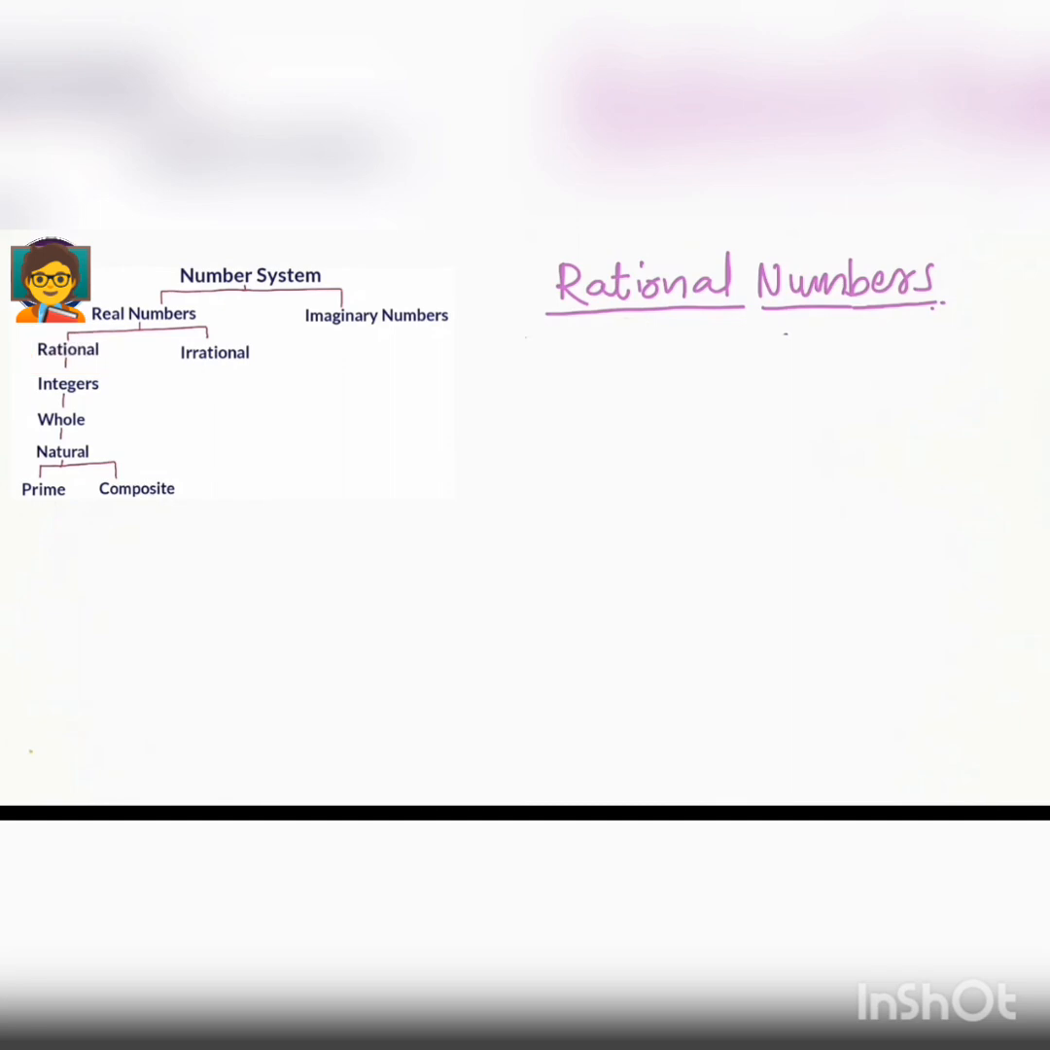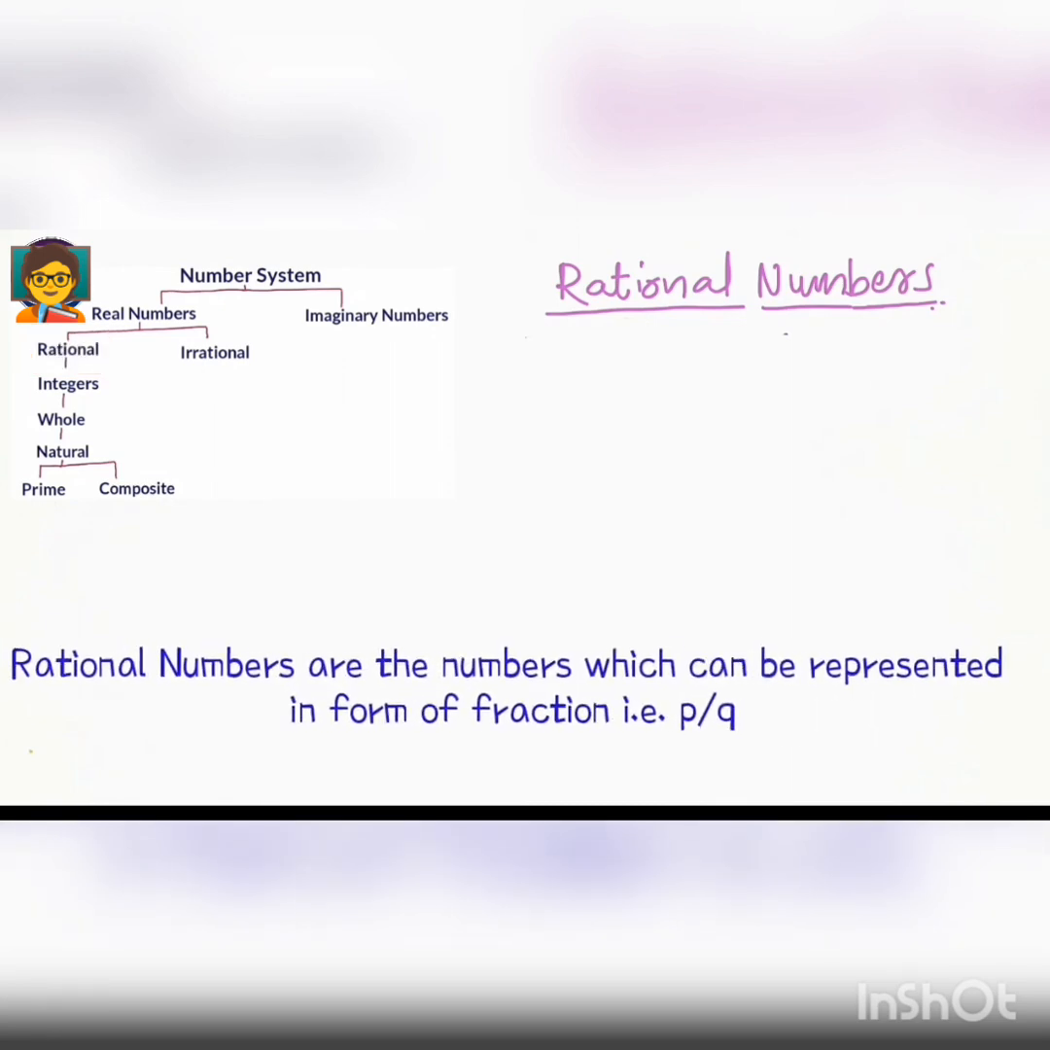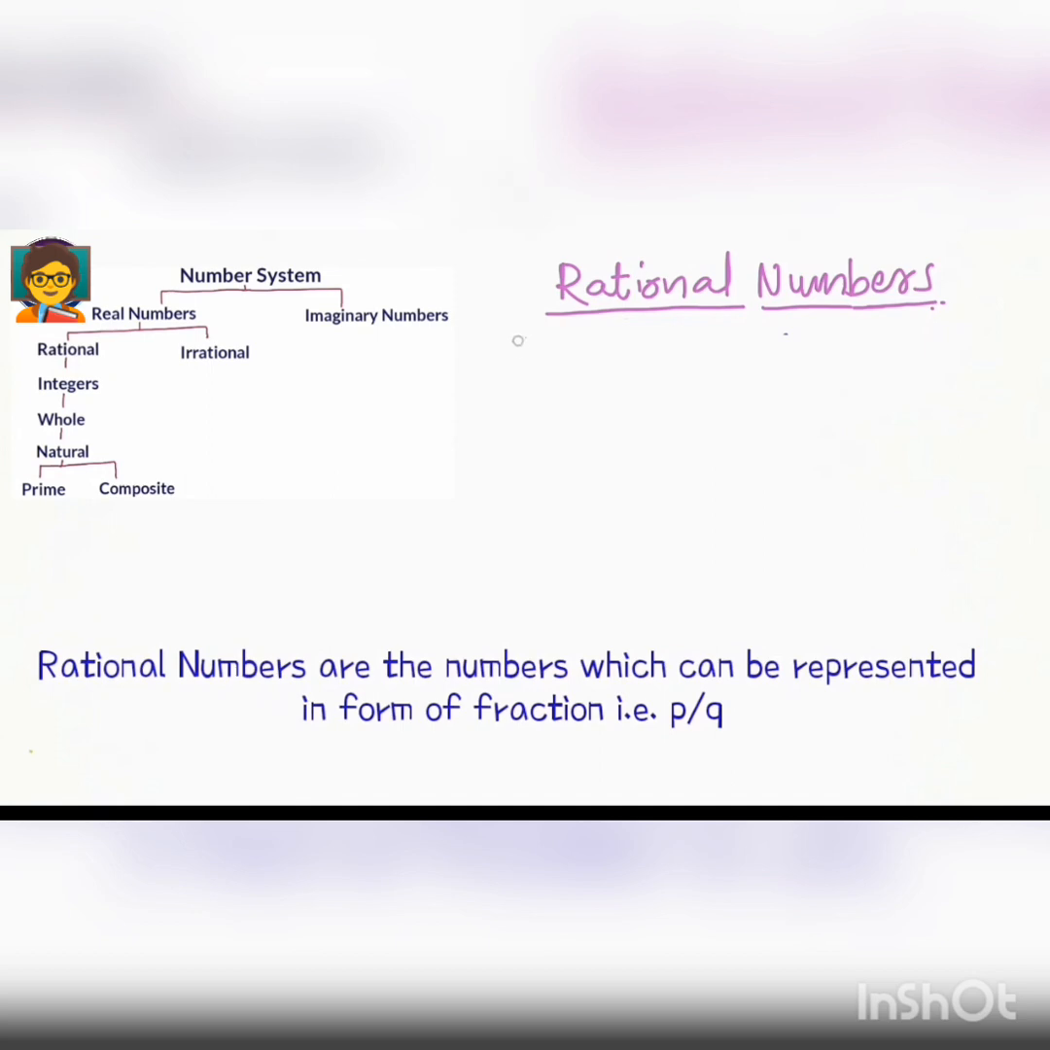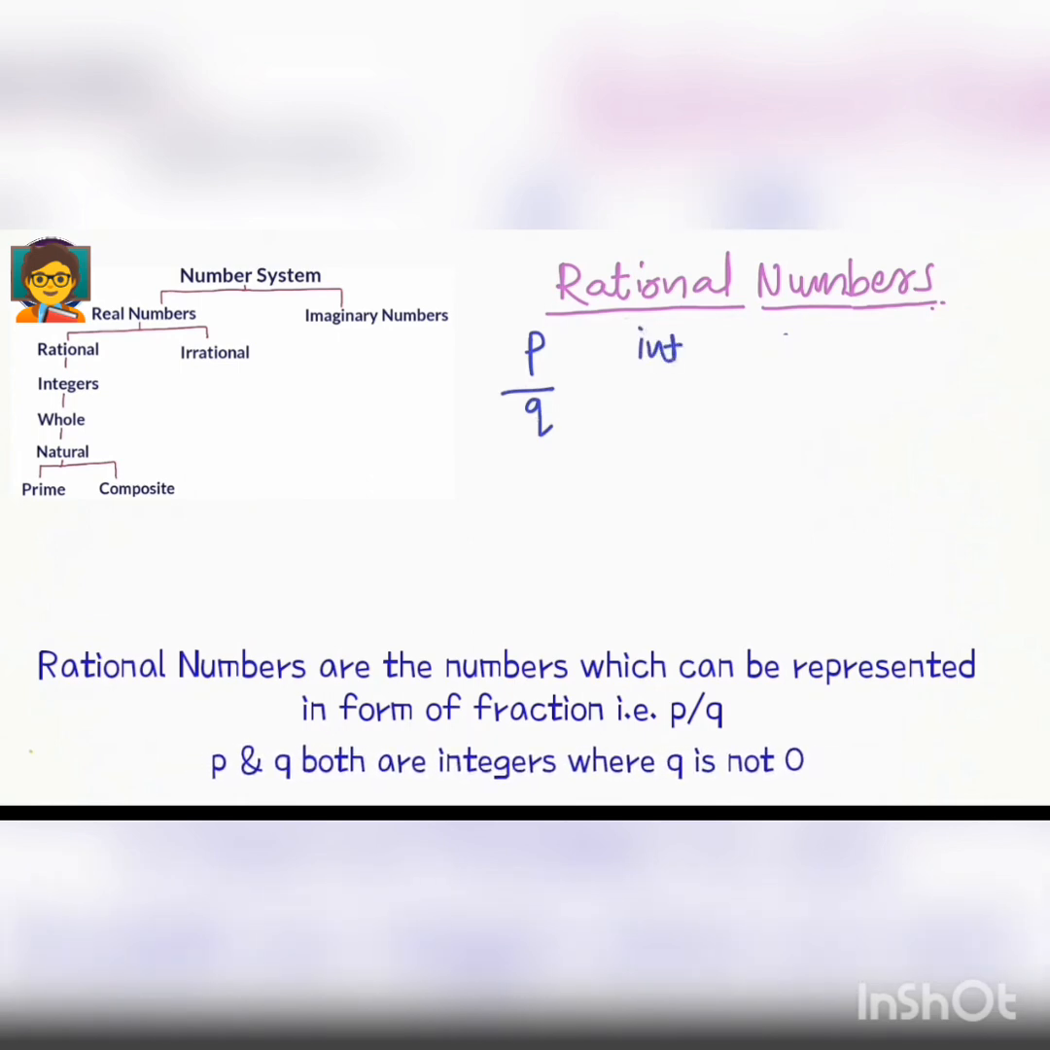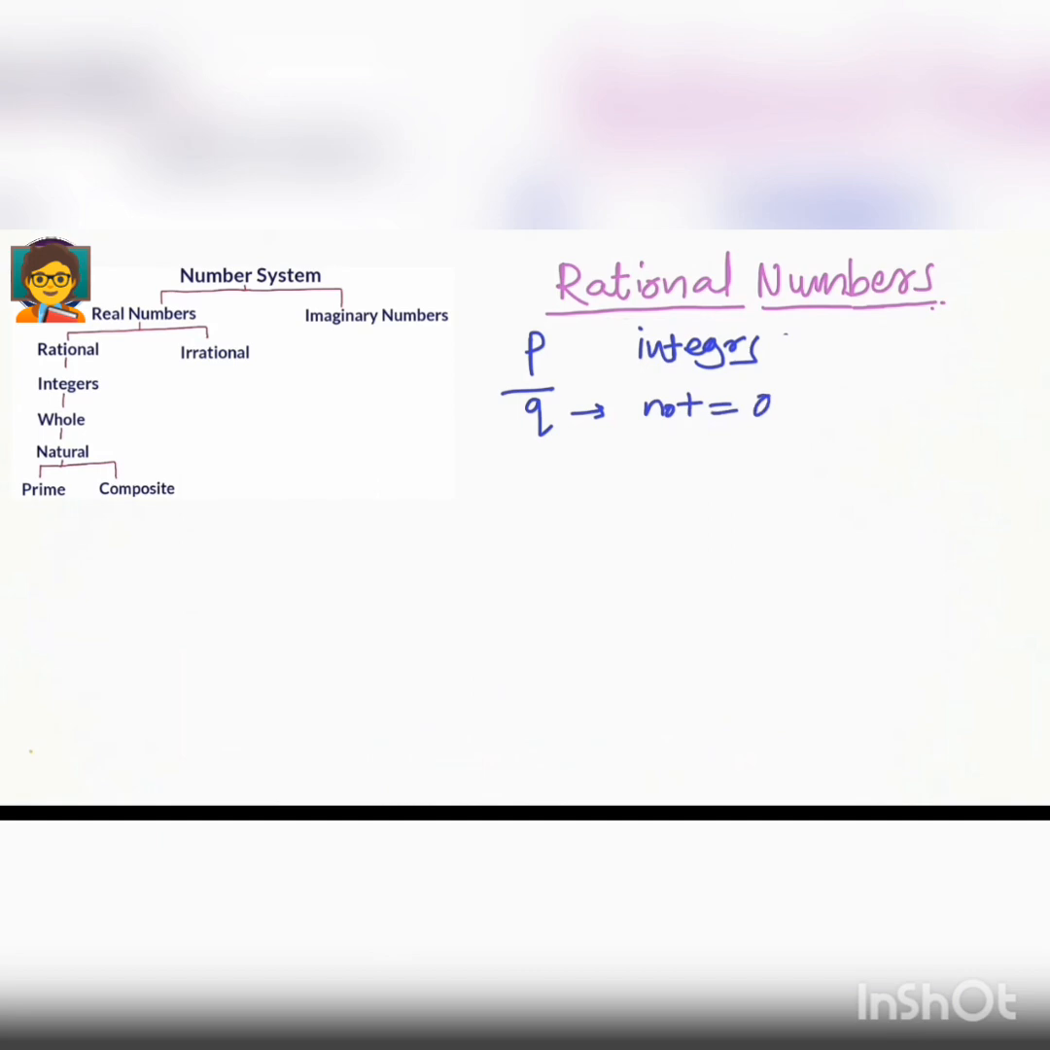Let's move on to rational numbers. A rational number is a number which can be represented in the form of a fraction, that is in the form of p by q, where p and q both are integers and q is not equal to 0. So all the numbers which we can represent in the form of a fraction, that is 3 by 5, 1 by 2, 6 by 7, 5 by 4 and so on, are rational numbers. All rational numbers are represented by capital letter Q.